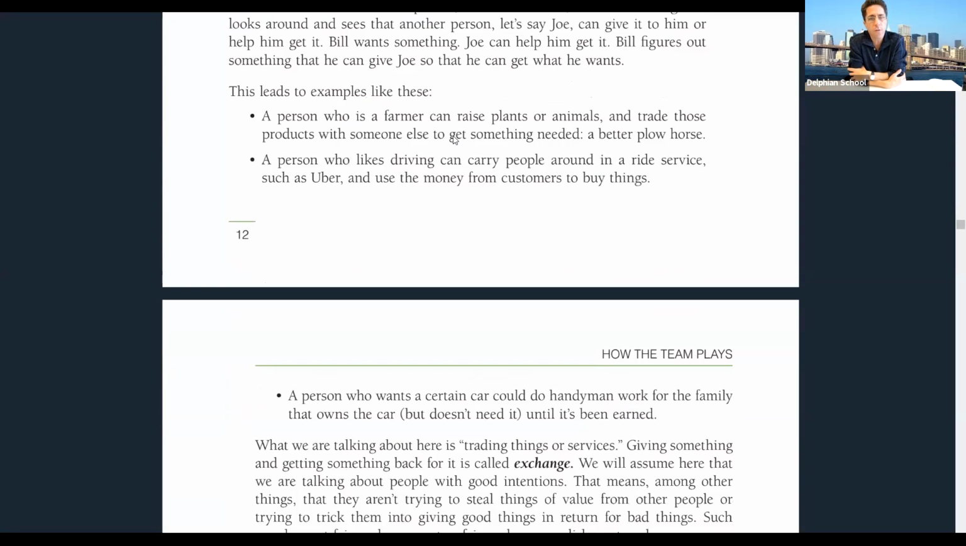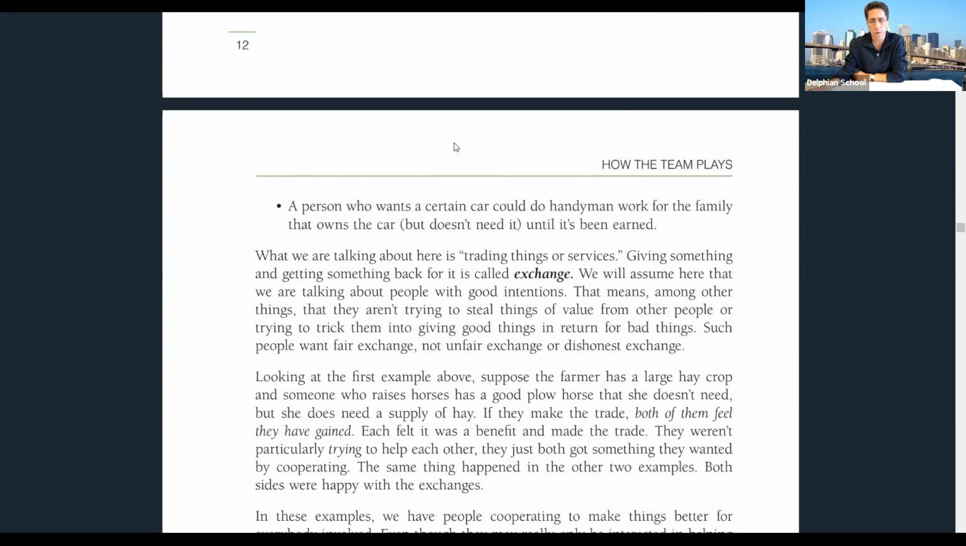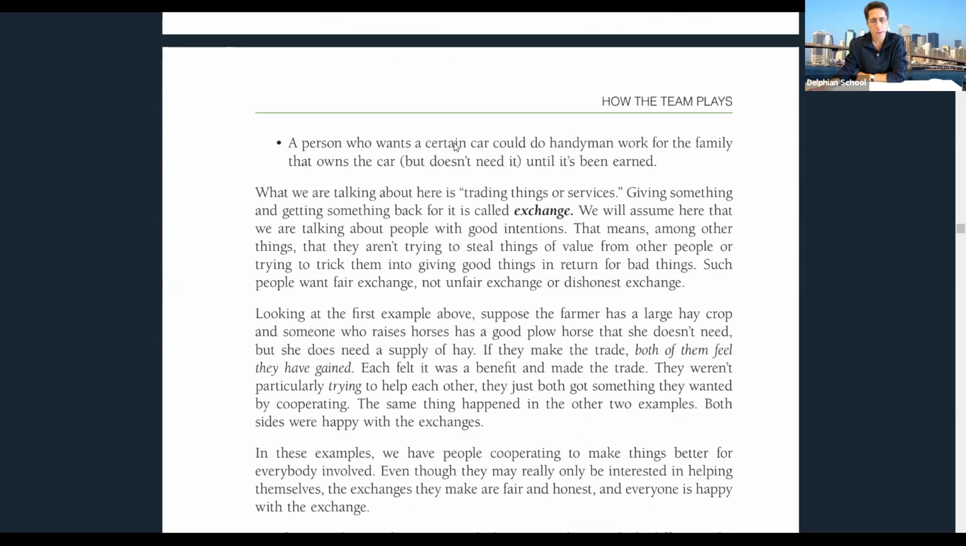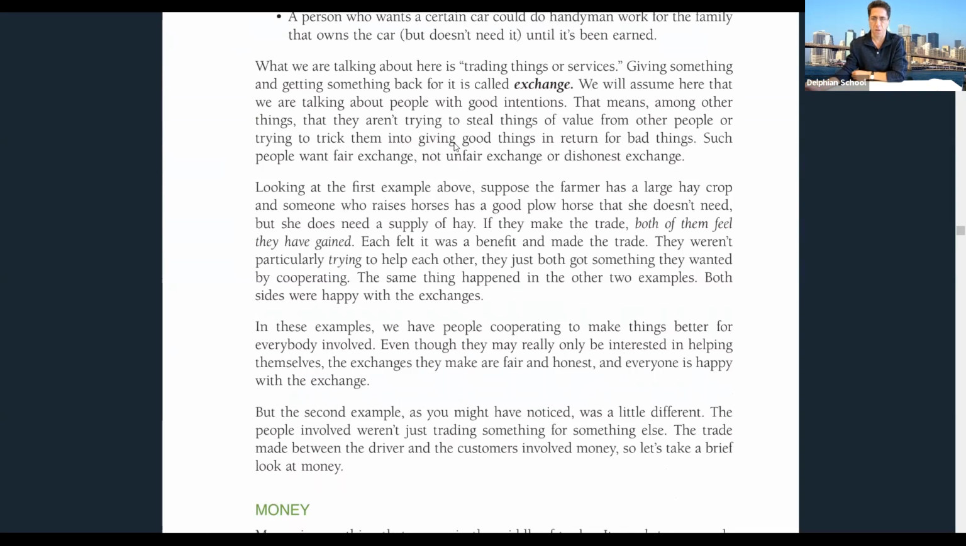A person who is a farmer can raise plants or animals and trade those products with someone else to get something needed, a better plow horse. A person who likes driving can carry people around in a ride service such as Uber and use the money from customers to buy things. A person who wants a certain car could do handyman work for the family that owns the car but doesn't need it until it's been earned. These are some interesting examples, right?